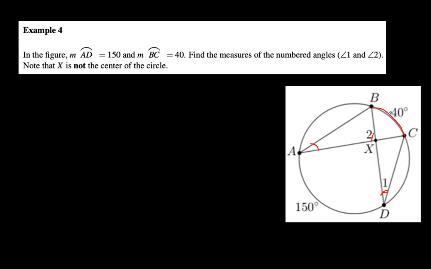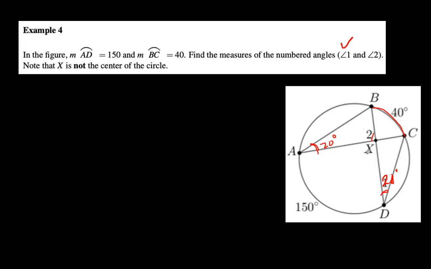So by the property of the inscribed angle, half of the intercepted arc is equal to the inscribed angle. So this is equal to 20 degrees. And this one is also 20 degrees. So we have already found angle 1, right? Now we have already identified angle 1 and angle BAC.